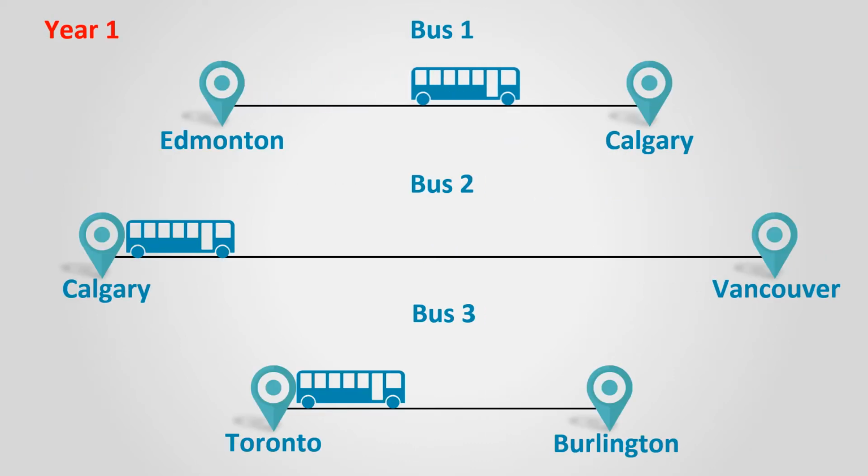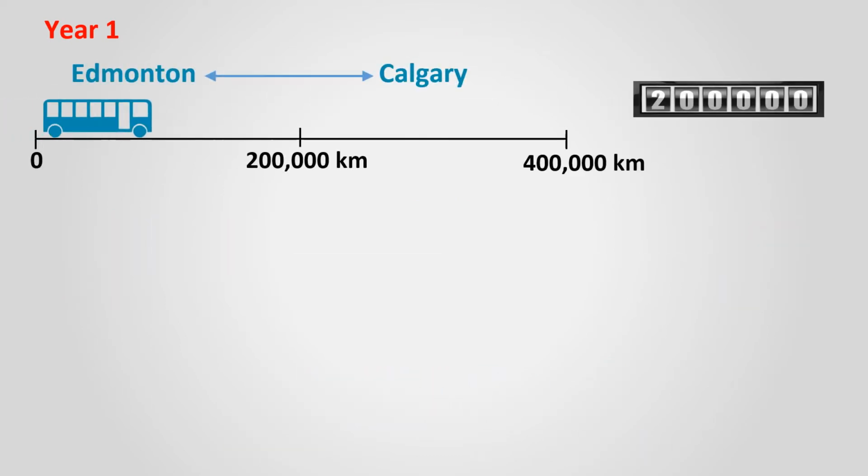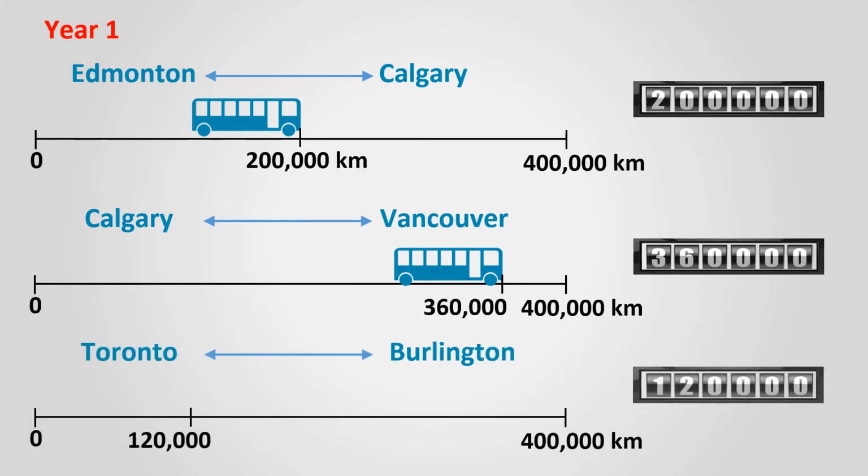The company assigned Bus 1 to the Edmonton-Calgary route, Bus 2 to the Calgary-Vancouver route, and Bus 3 to the Toronto-Burlington route. In year 1, the Edmonton-Calgary bus was driven for 200,000 kilometers. The Calgary-Vancouver bus ran for 360,000 kilometers, and the Toronto-Burlington bus traveled 120,000 kilometers. Let's calculate the depreciation for each bus in year 1.